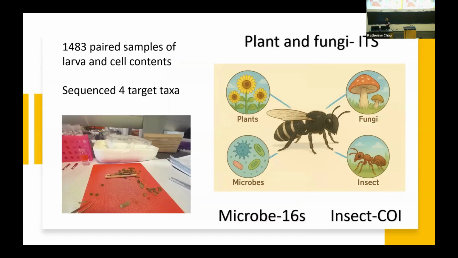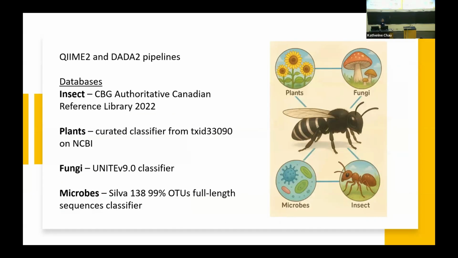This was then sent to the Center for Biodiversity Genomics at the University of Guelph, where they did DNA extraction, PCR amplification, and sequencing for 4 different groups. So for the plants that are present, fungi, microbes, and of course the insects that are present within the bee homes. Once I got that data back, I ran it through the QIIME2 and DADA2 pipelines. And if you're interested in this, I tried to use more curated databases, but these were the databases that I used in order to identify the ASVs.